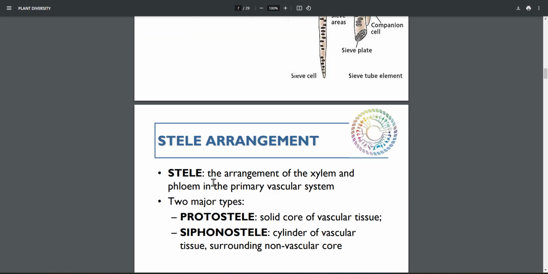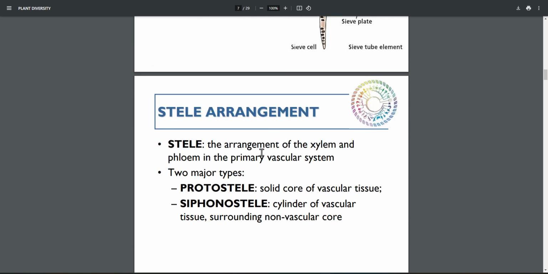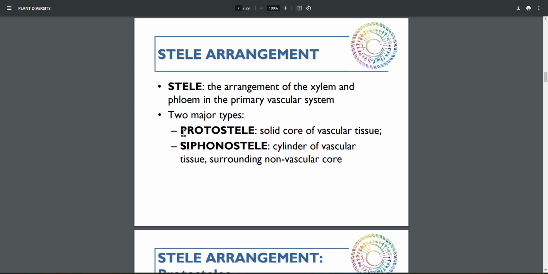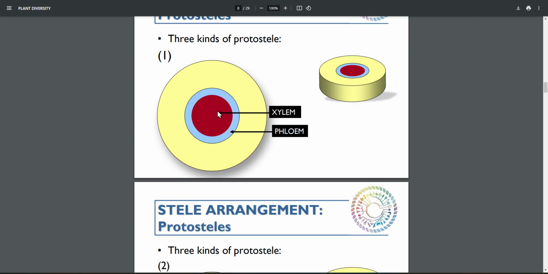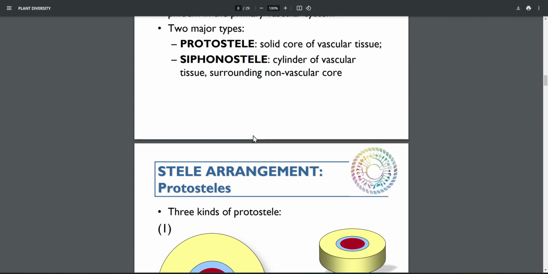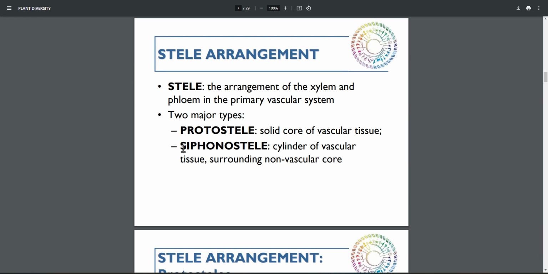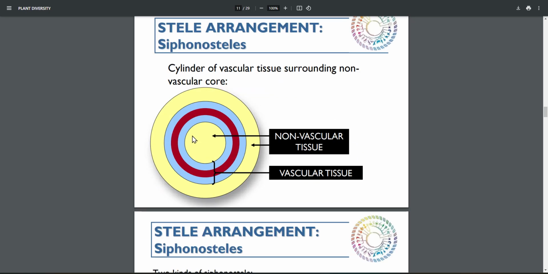Okay, so now this is the stele arrangement. The stele arrangement is how the xylem and phloem are arranged in primary vascular systems. There are two types: the protostele and the siphonostele. The protostele means a solid core of vascular tissue, so it is in the middle. The xylem and phloem are the core of the stem. But the siphonostele means that the xylem and phloem are wrapped around the core. So they're not the core, but they surround the core.